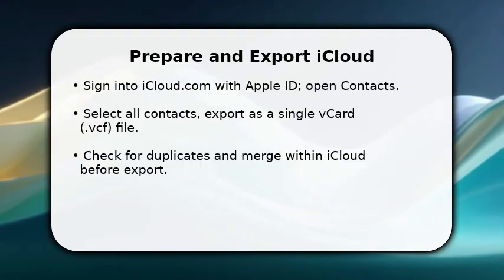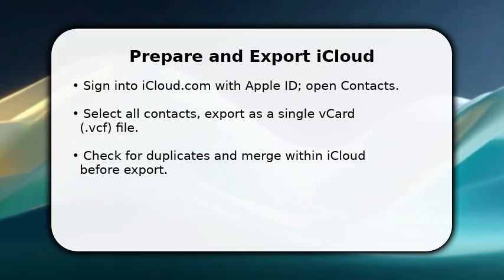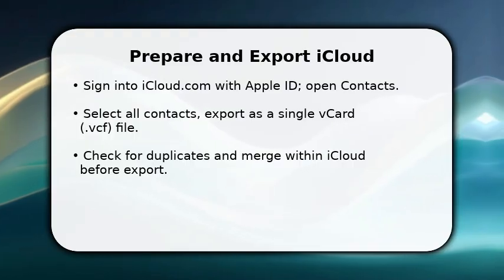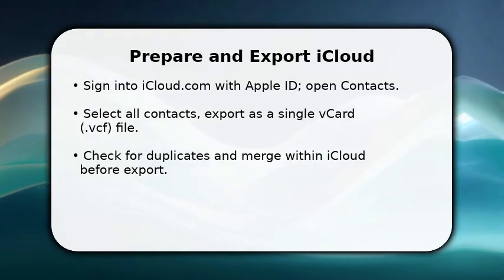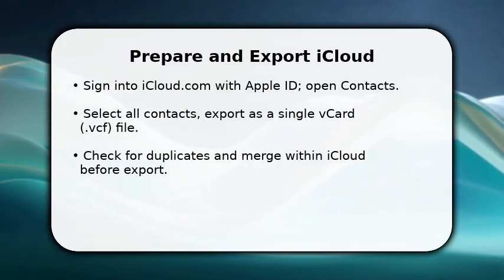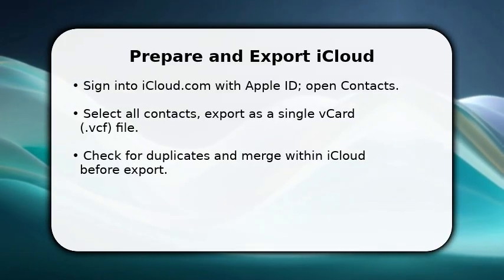You start by accessing iCloud.com and opening contacts, this gives you a clean export source. Export all contacts as one vCard file so Gmail can import them in one operation. Once done, quickly scan for obvious duplicates and merge them inside iCloud.